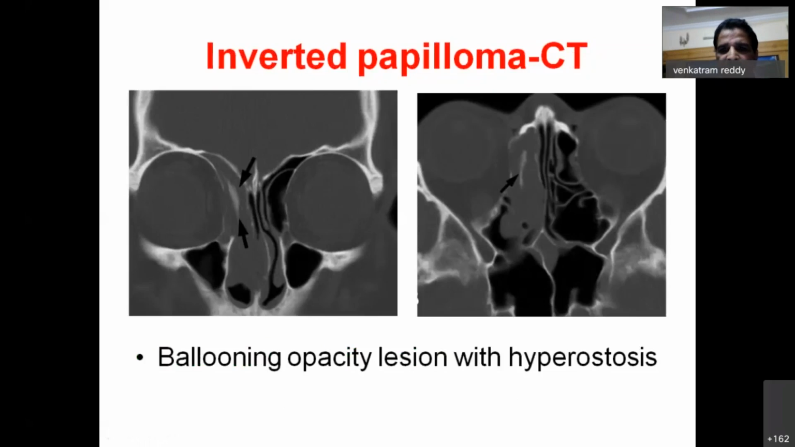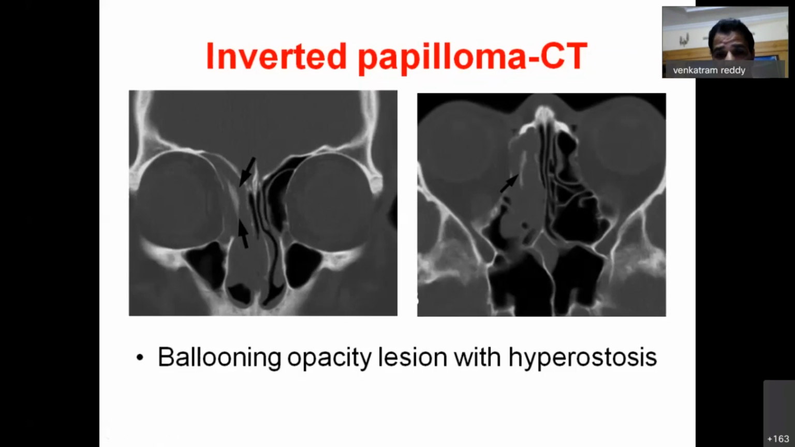Now, if this picture is very clear, then straight away it gives the diagnosis of inverted papilloma. There is no need for going for MRI. These hyperostotic areas can be there in the ethmoid, in the frontal sinus, or in the maxillary sinus. I have seen cases of inverted papilloma with hyperostosis in the maxillary sinus, frontal sinus, and ethmoid. All are described. If such a picture is there, a plain CT scan is enough for diagnosis.